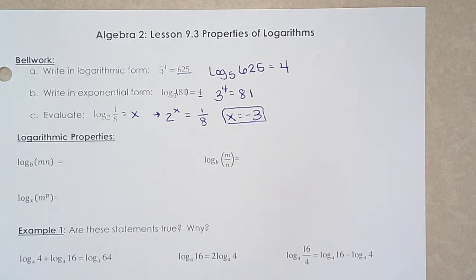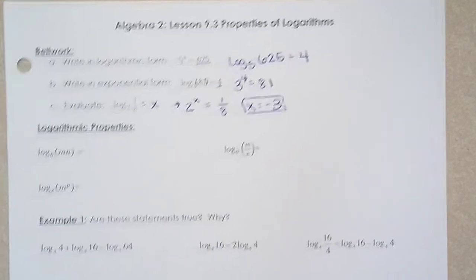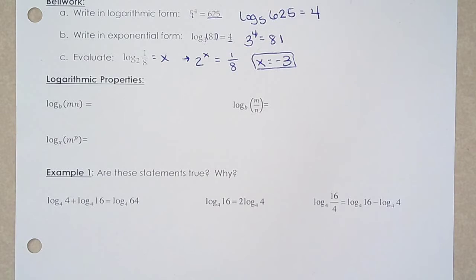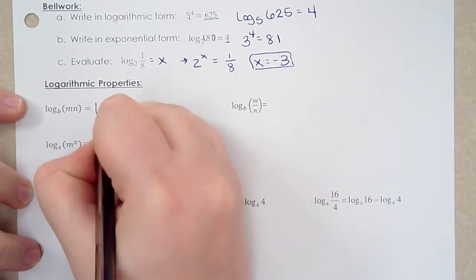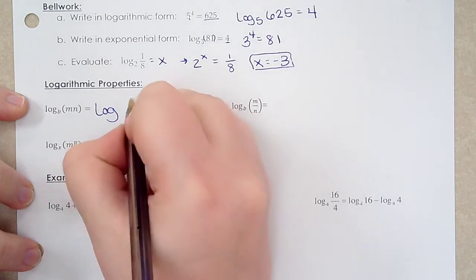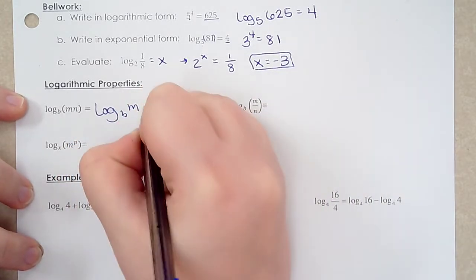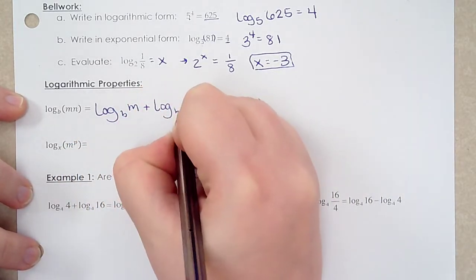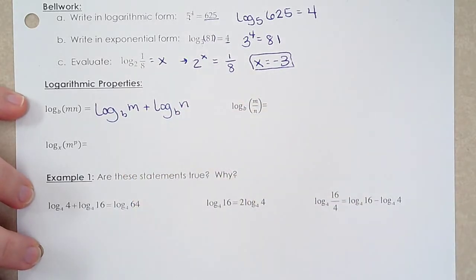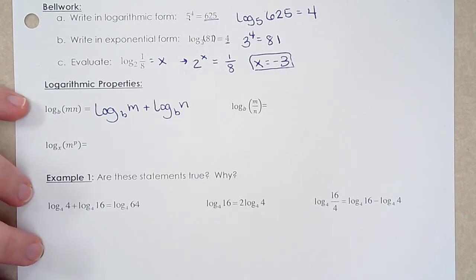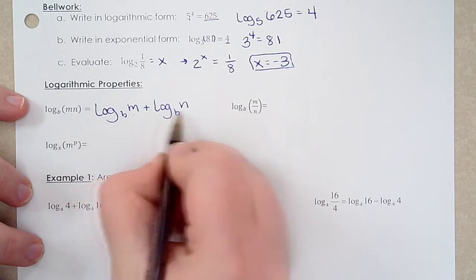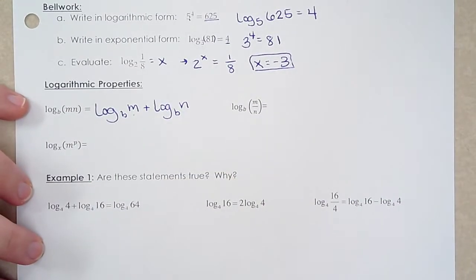So now we're going to take it a little bit further. We're going to talk about some logarithmic properties. So log base b of m times n is going to be the exact same as log base b of m plus log base b of n. Very similar to multiplying numbers where we have x to the m times x to the n, where it becomes x to the m plus n. We're just adding those exponents.